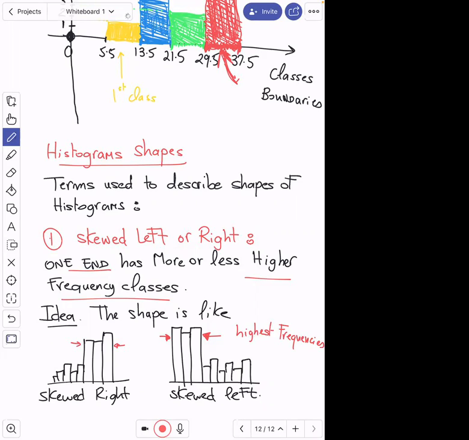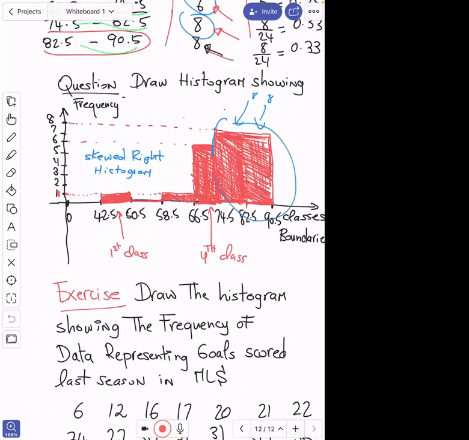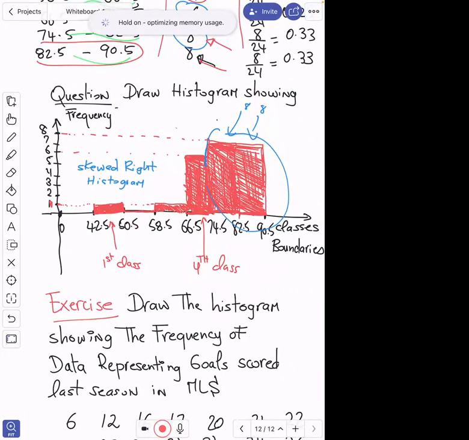Any question, guys? So you see the shapes of the example. An example would be exactly this, the observed car speeds. You see here in this example of the speeds of the cars on the highway, on the right side, the two classes on the right side have the highest frequencies, okay? So that's why it's a skewed right histogram, okay? Make sense?